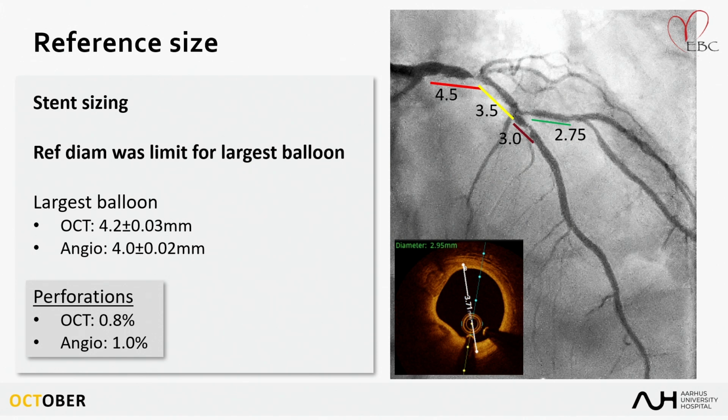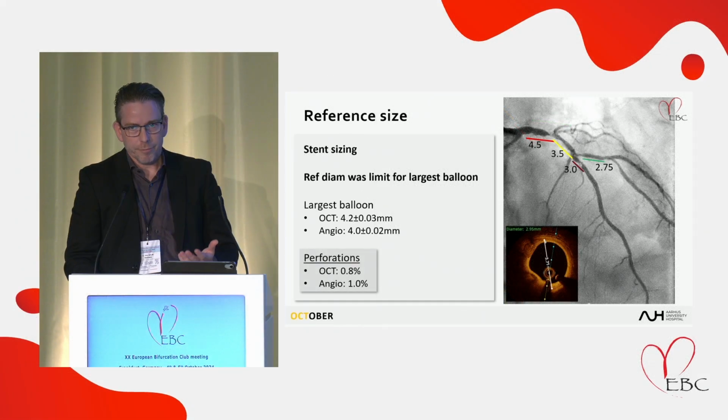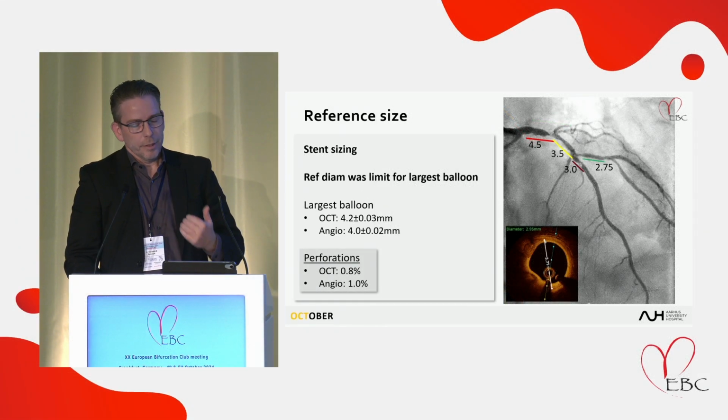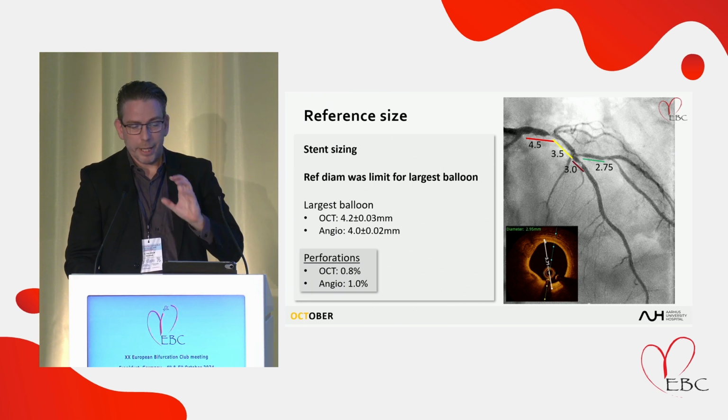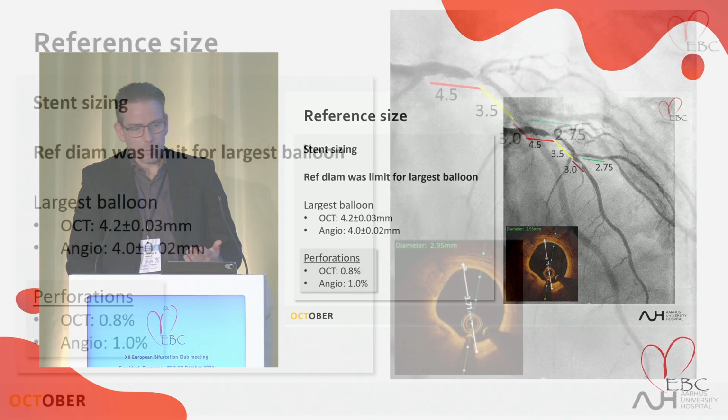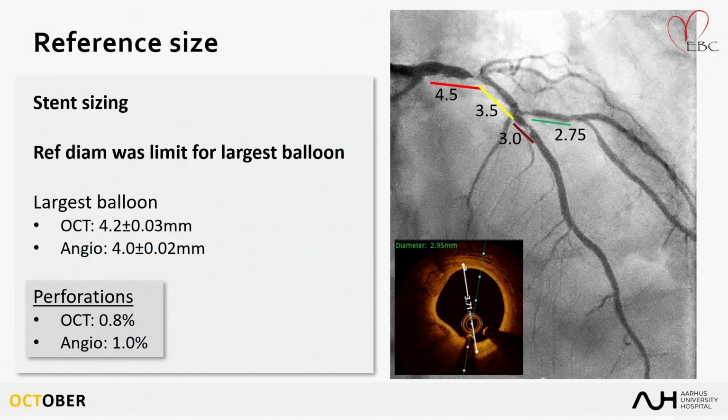We also found that if we used reference size measurement for limiting the largest balloon and stent size, that was very safe. So if you have a 3.5 vessel based on media to media measurements, then you can go up to that value with quite high pressures and still have the same level of perforations as with angio-guided PCI, and then still use larger balloons overall.